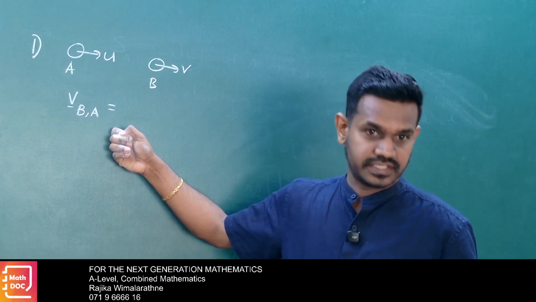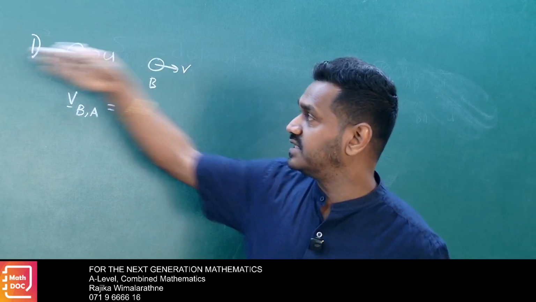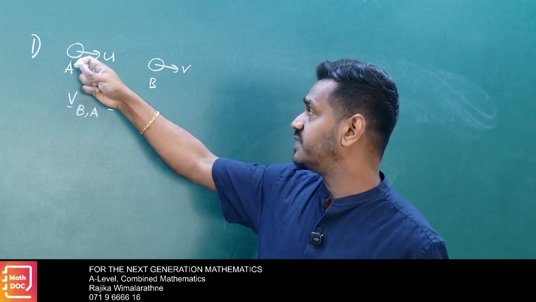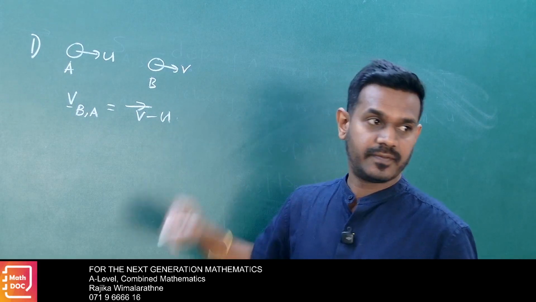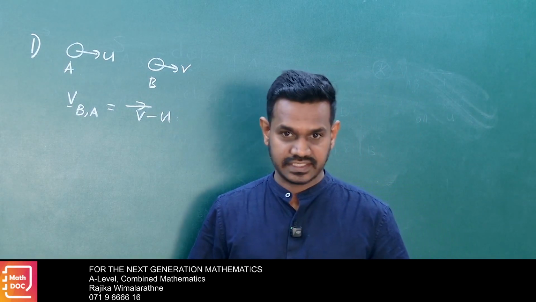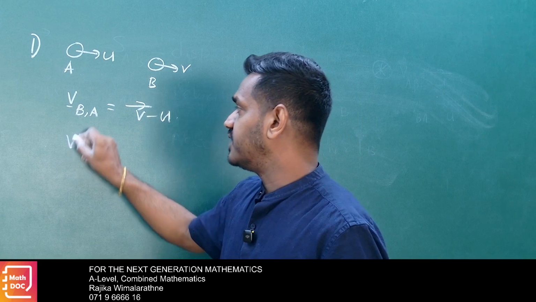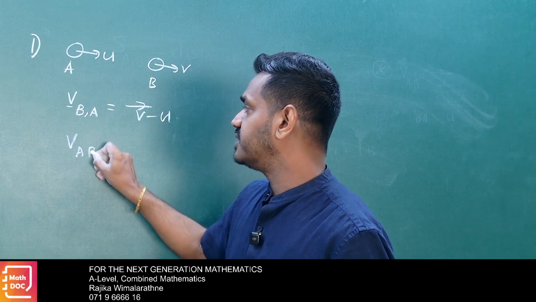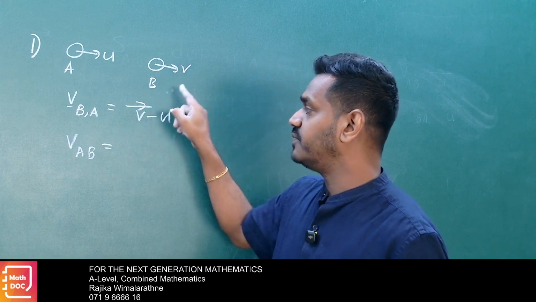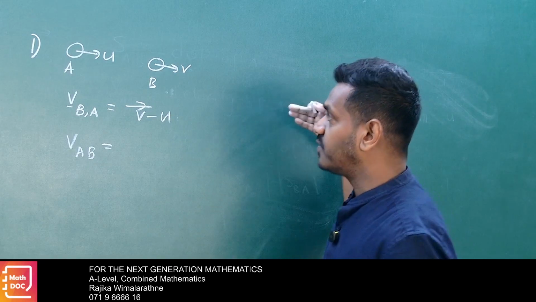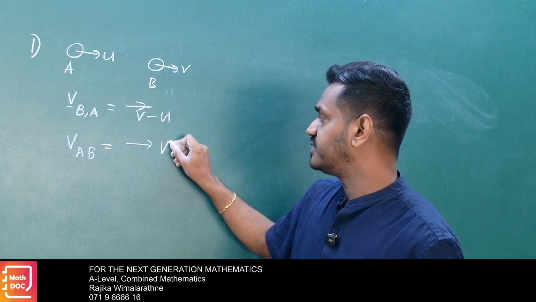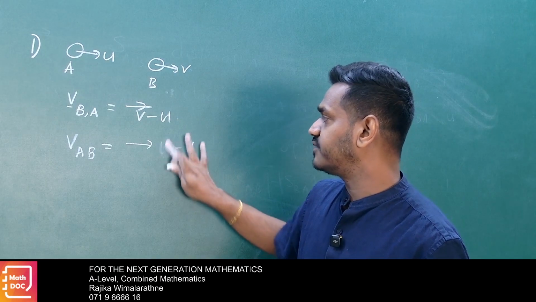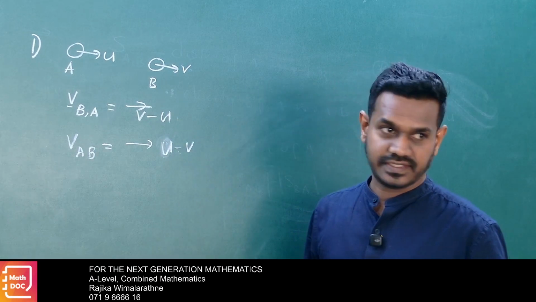Now we need to stop A, so give it the opposite direction u. This becomes 0, and then here v minus u. That is the relative velocity. Then the velocity of A with respect to B: now you have to stop B, so give the opposite direction v. Then here u minus v, u minus v.